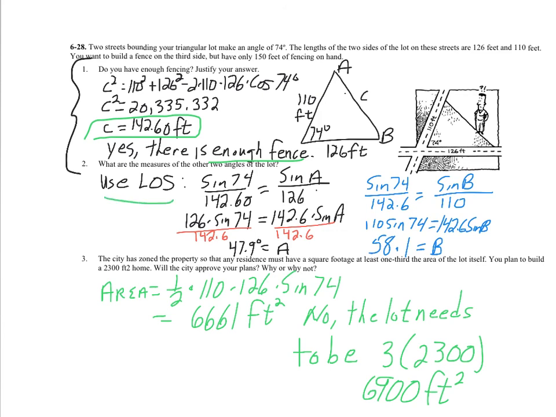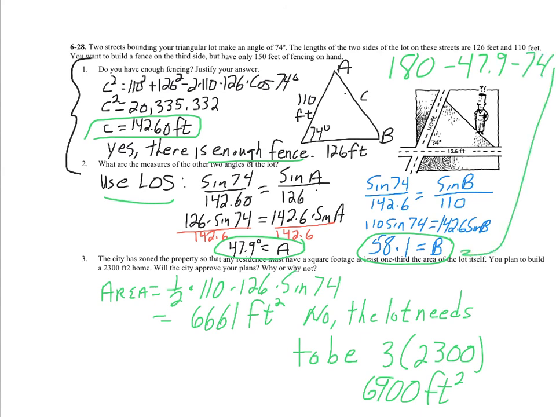In number 2, I used the law of sines twice, once to find A and once to find B. Now what you could do is use the law of sines once, find A, and then you could have used your triangle summation property and taken 180 minus 47.9 minus the 74, and that would have given you 58.1.